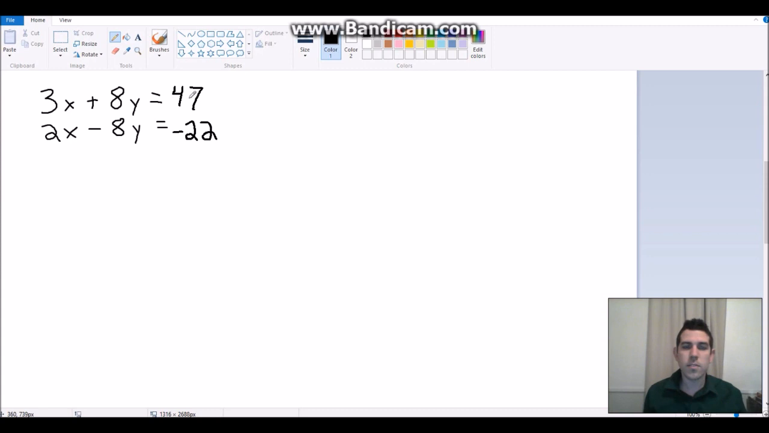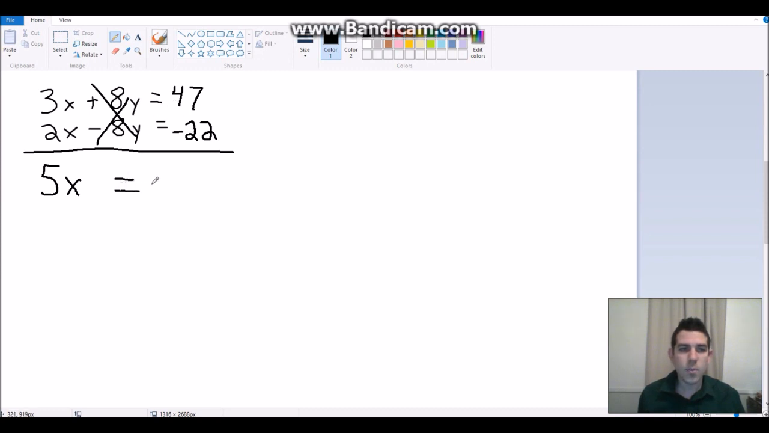3x plus 8y equals 47. 2x minus 8y equals negative 22. Well, I have nice opposite variables here, so let's combine everything and make one equation with one variable. 3x and 2x make 5x. Positive 8y, negative 8y, there's your elimination. They cancel each other out. And 47 and negative 22 make 25.